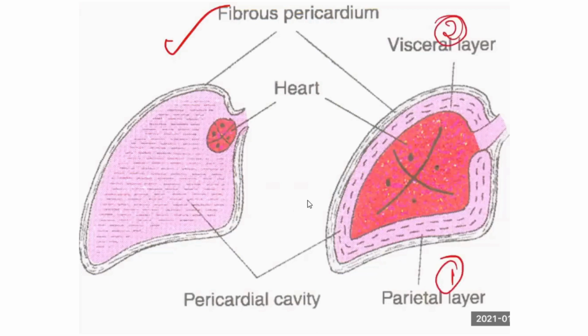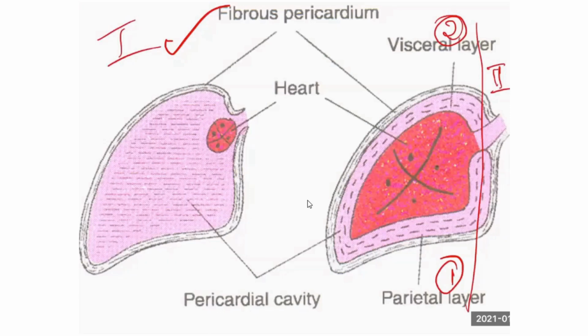What you should remember is apex of the heart is below, base of the heart is above. Just reverse on the pericardium. Base is below, apex is above. That you should remember. First difference. And between the two pericardium is pericardial cavity. The space is called as pericardial cavity.